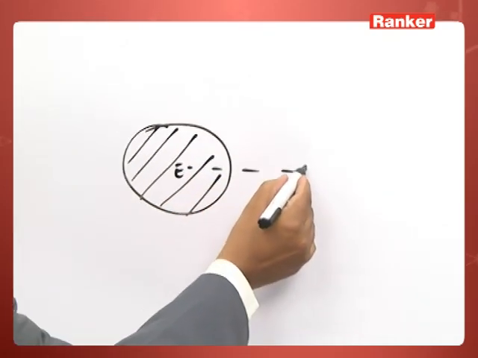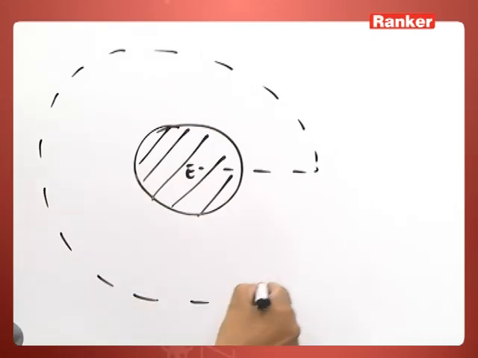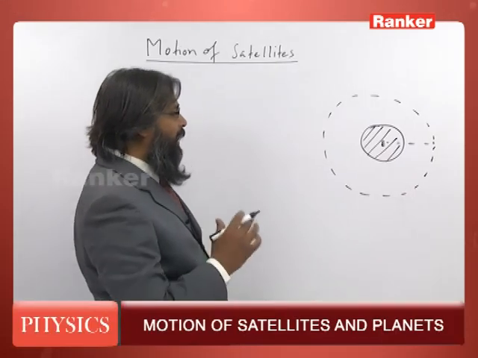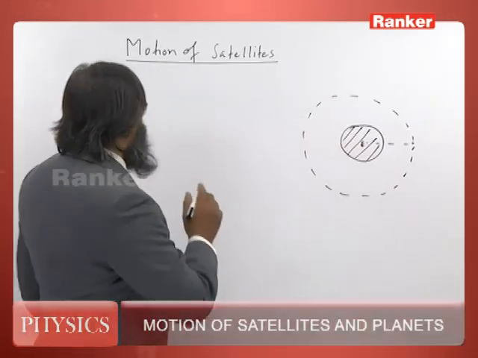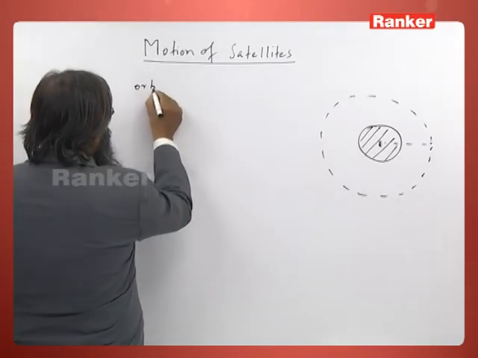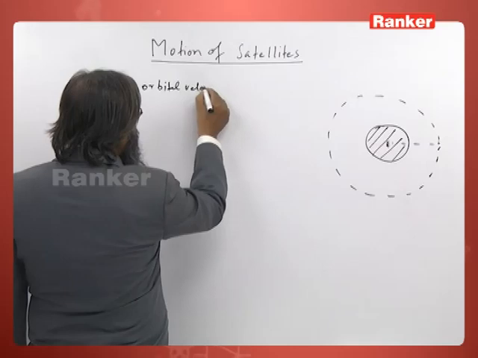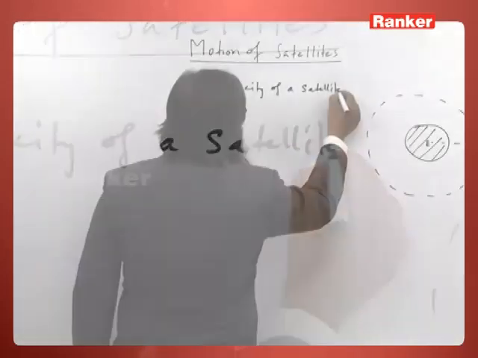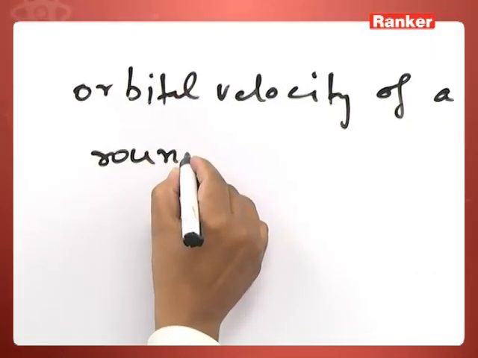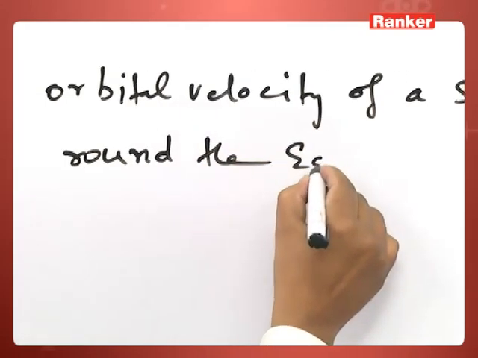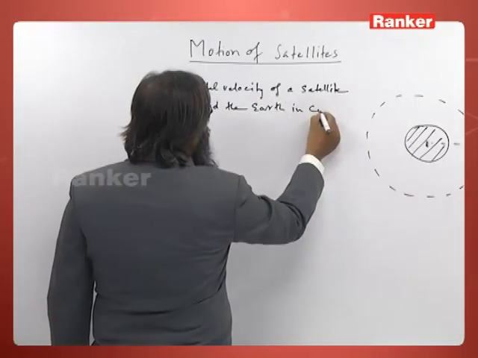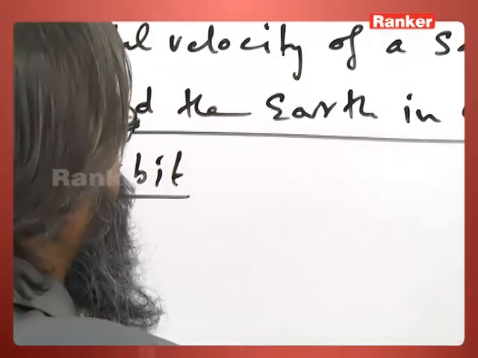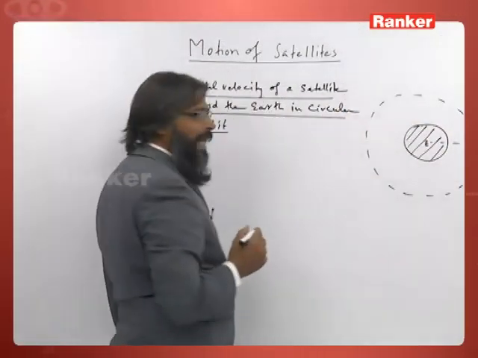First of all, the satellite which we will learn about here should be in a circular orbit. In the next session we will see different orbits. So, first here the orbit is circular. So, let us first calculate the orbital velocity of a satellite round the earth in circular orbit. So, let us see how to calculate that.